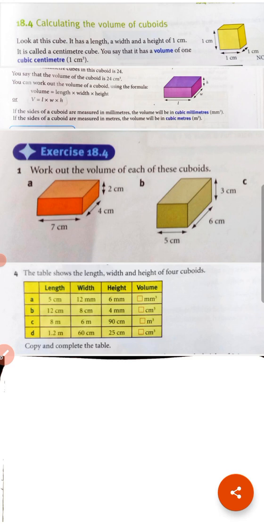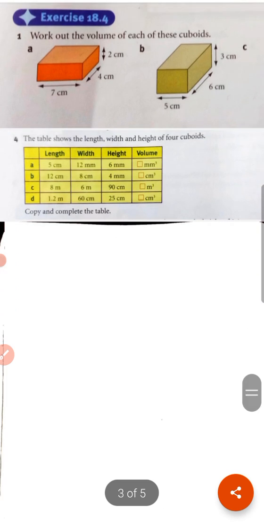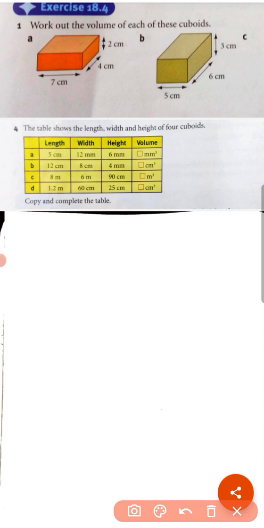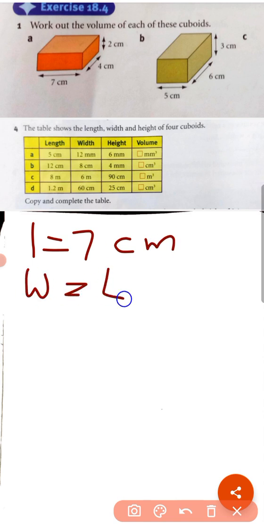Let me explain how to find the volume of the given cuboids. Children, here the length, width and height of a cuboid are given. We have to find its volume. Length is equal to 7 centimeter. Width is equal to 4 centimeter. And height is equal to 2 centimeter.